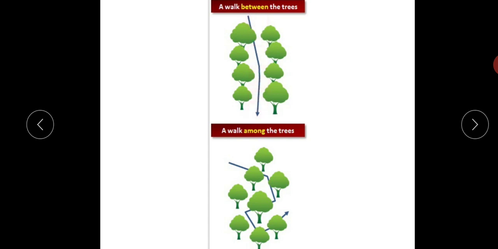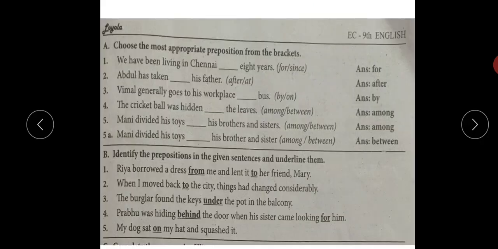And among, as you know, is to portray the idea of being in the midst of a group. ஒரு குரூப் இருக்குது, ட்ரீஸ் நிறைய இருக்குது அந்த இடத்துல, அதன் நடுவில் நம்ம நடந்து போகிறோம். குரூப் மொத்தமாக இருக்குது, தனித்தனியாக சொல்கிற மாதிரி இல்லை, அதன் உள்ளே நம்ம நடந்து போகிறோம். Then we use among. Yes.